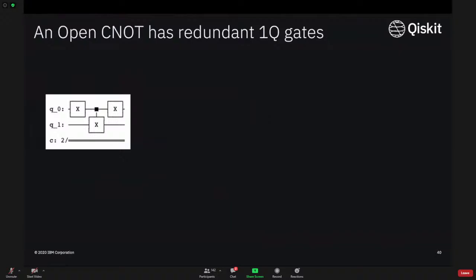In the case of the open C0, the regular C0 takes my control and it will flip the target if the control is in the 1 state. The open C0 does the opposite. It will flip the target if the qubit's in the 0 state. From the gate-based perspective, the way that you can do this is you just add an X gate before and after your C0. And this ends up, from a circuit-based perspective, being equivalent to an open control knot.